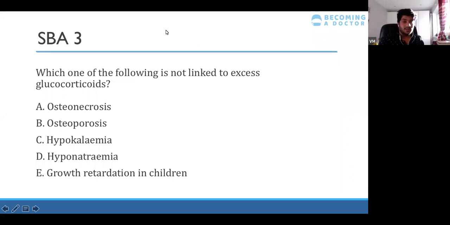Yeah, so it's hyponatremia, because excess cortisol leads to more sodium and water retention. So it would be hypernatremia if anything. So osteonecrosis and osteoporosis, that's that increased bone breakdown, which you would expect. Good, so yeah, it was hyponatremia.